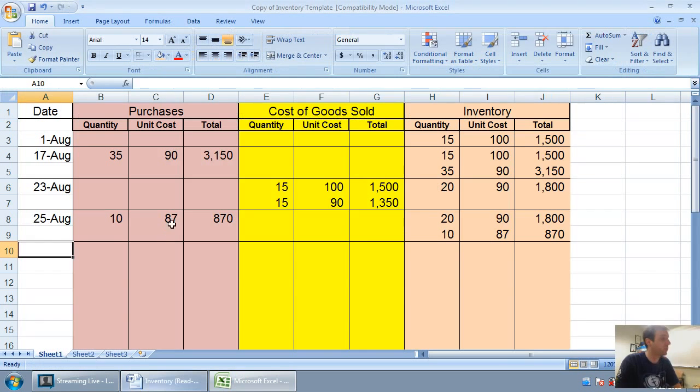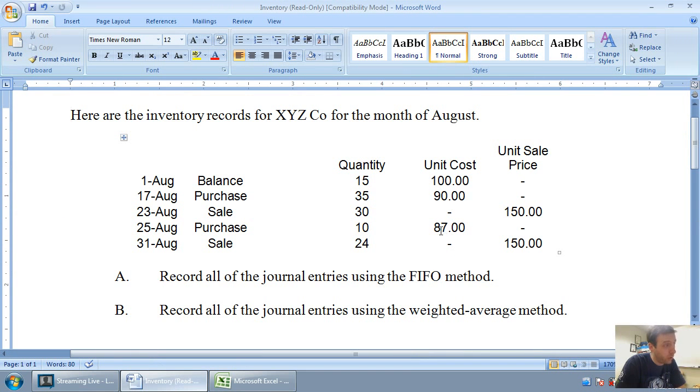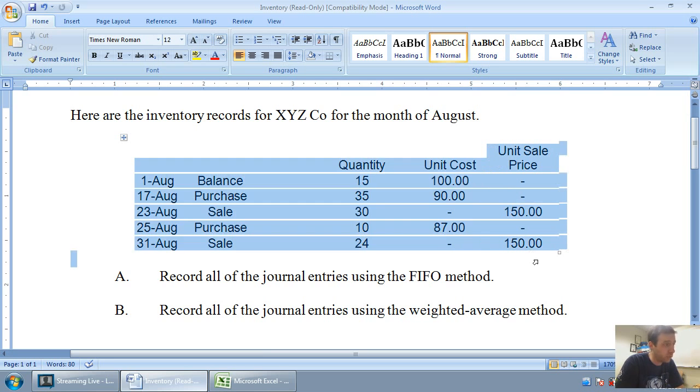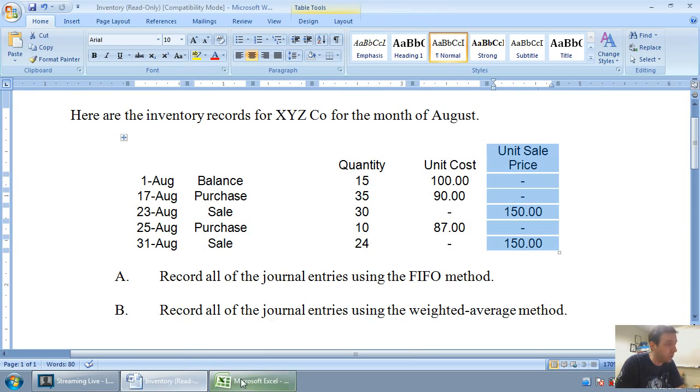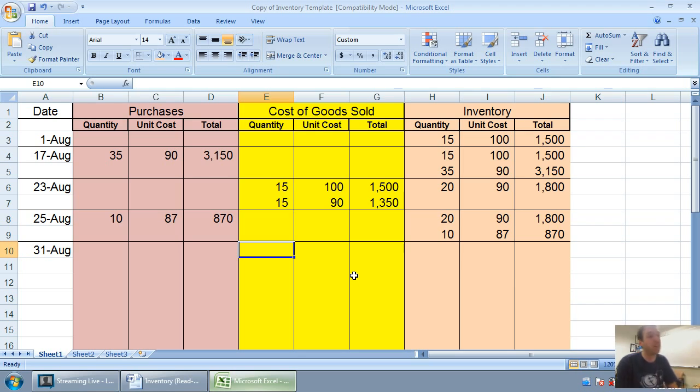On August 31st, I sell 24 units. So again, even though the question tells me I sold 24 for $150, that doesn't interest me. The sales price is not an interesting thing to me. I'm interested in how much they cost, and to figure out how much they cost, I gotta figure out which 24 units did I sell. If I sold 24 units, I must have sold all the old ones.